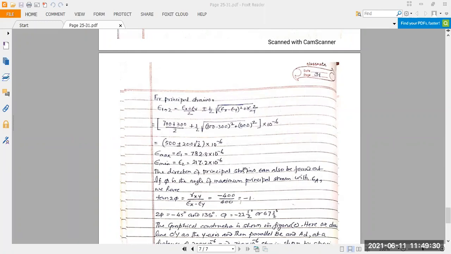Now, the direction of the principal strains is always to be found. If phi is the angle of the maximum principal strain with EA, meaning along the x-axis or along the A strain gauge, then tan 2 phi is 2 gamma xy over epsilon x minus epsilon y. We put in these values one after another, 400 over minus 400, so it is equal to minus 1. So 2 phi will be either minus 45 degrees or 135 degrees, and phi will be just half of them, minus 22.5 or 67.5 degrees.